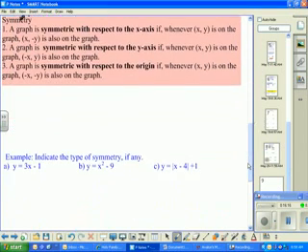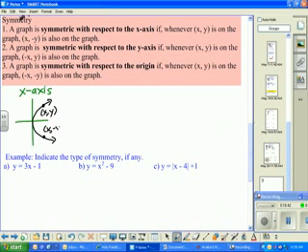So let's talk about some symmetry. A graph is symmetric with respect to the x-axis if you have x, y, and x, negative y. So what that means, say we have, that's our graph. An example of something as symmetric about the x-axis is something that looks like this. They match up on either side. It does not have to be parabolic in shape. It just has to have that feature. So if I were to fold along the x-axis, it would match up on either side.